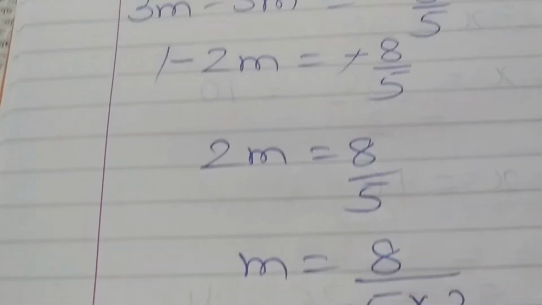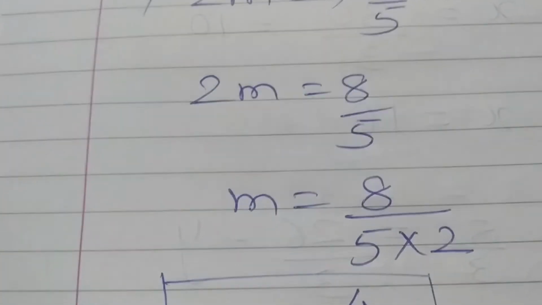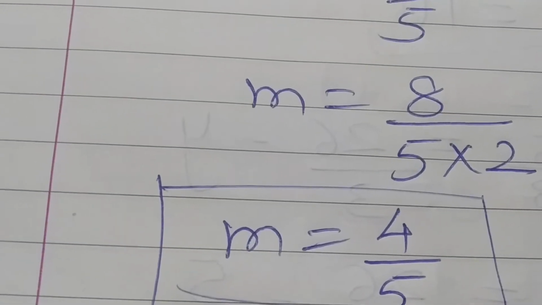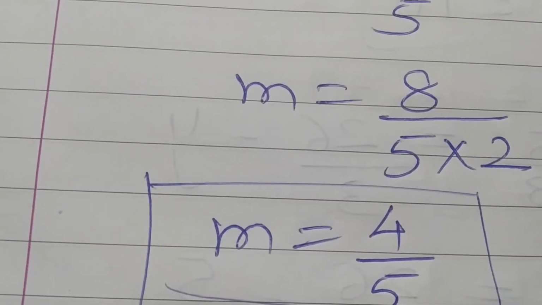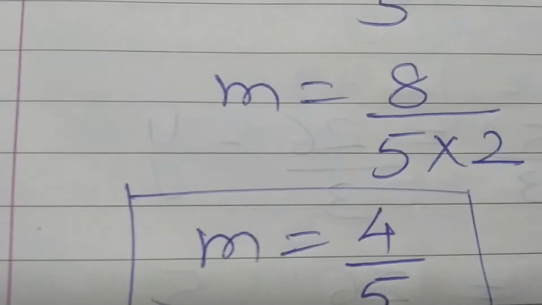Bring down 2. m is equal to 8 upon 5 into 2. So we get m is equal to, why 4 upon 5? Because 2 4s are 8. So we get m is equal to 4 upon 5.